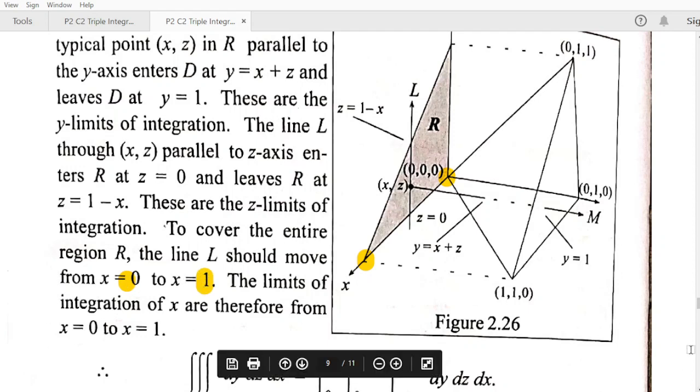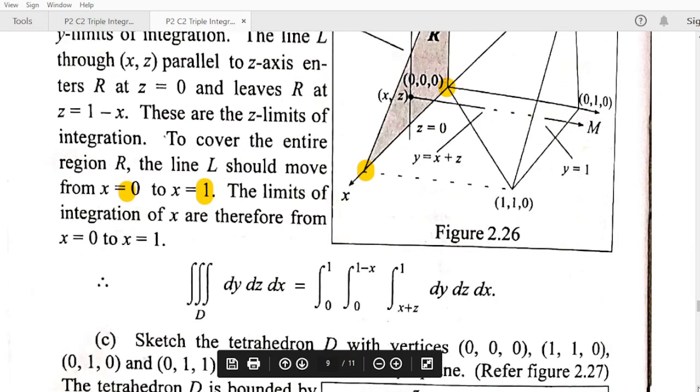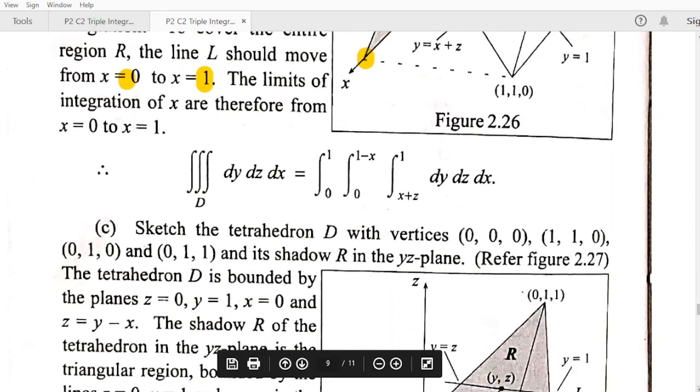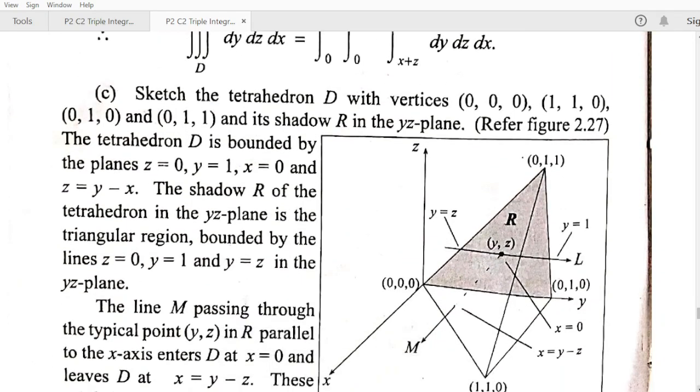So now we get all the limits. So we will be substituting in the triple integral dy dz dx, with the limit of y from x plus z to 1, the limit of z from 0 to 1 minus x, and the limit of x from 0 to 1. Next, we don't have to evaluate it, we only have to write the integral.